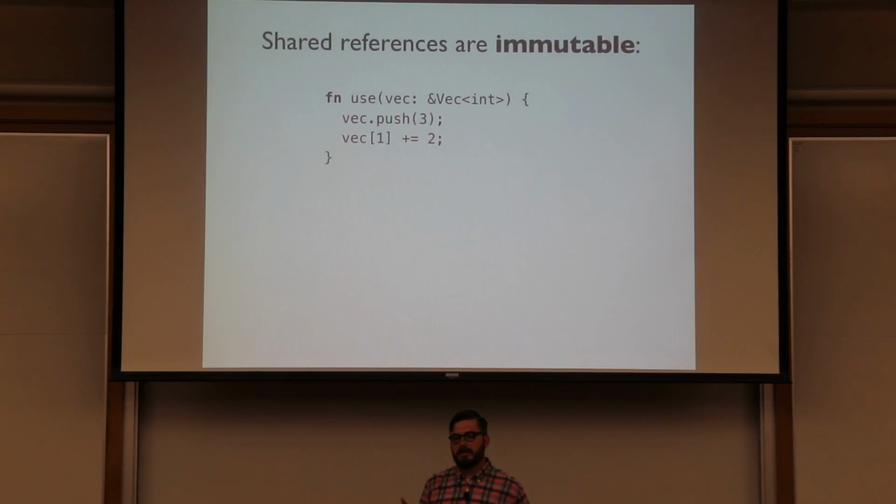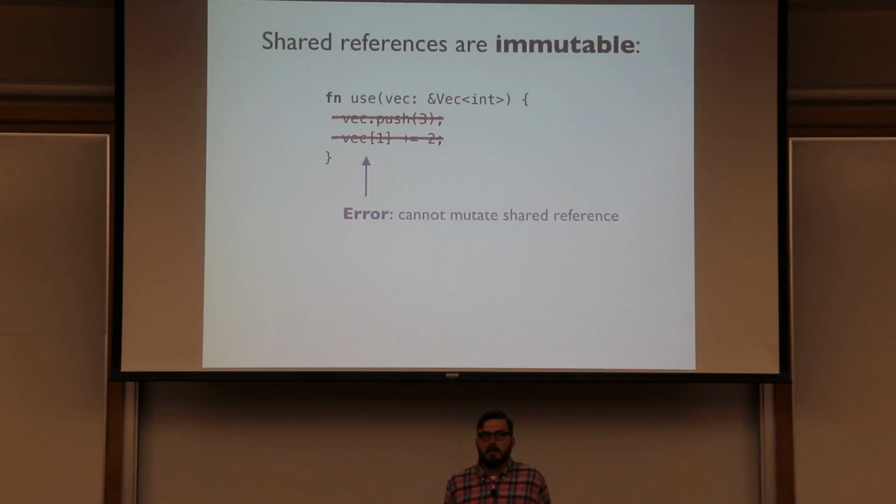So, I mentioned shared references give you aliasing but not mutability. So if we think about things we might want to write in a function like use, you could imagine we'll try to push onto the vector or modify one of its elements. And similar to before, the compiler will catch all of these attempts and basically say, you don't have sufficient access to the vector to do that operation. You only have a shared reference, so you can't mutate the vector.